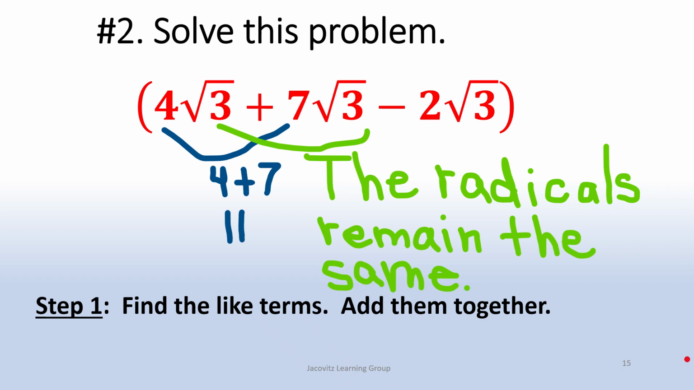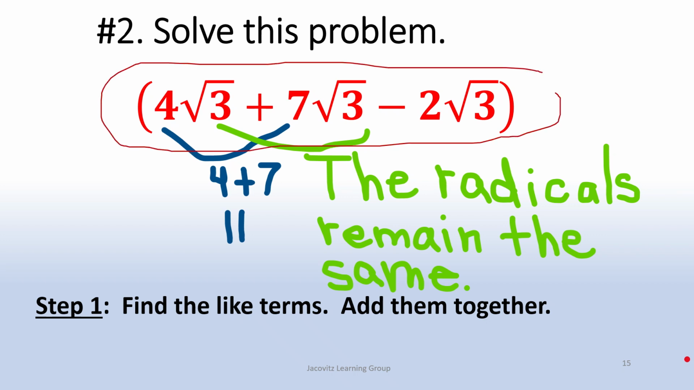Okay, this problem is a little bit easier. If you can grasp the concept on the first slide, you can certainly grasp this. Already you have 4 square root of 3 plus 7 square root of 3. The whole problem is all under one bracket. So guess what? Your 4 and your 7 become 11. This becomes 11 square root of 3. These are like terms. Can you get what's going to go on next?